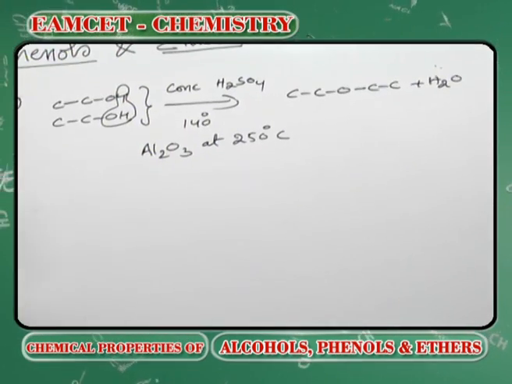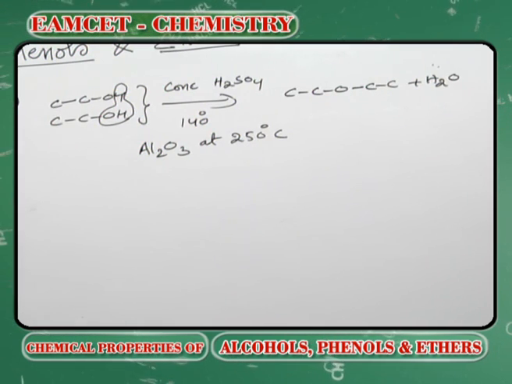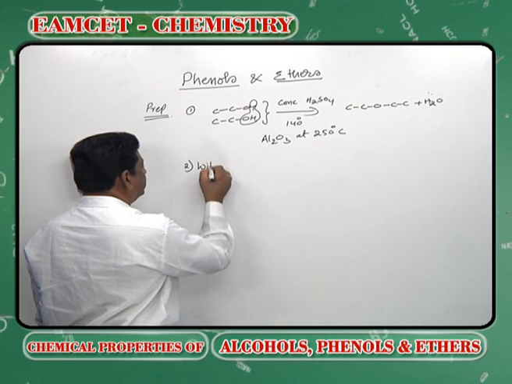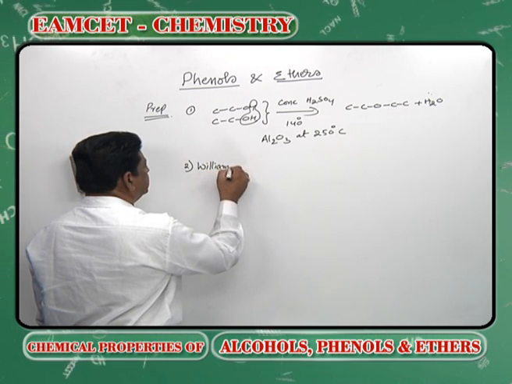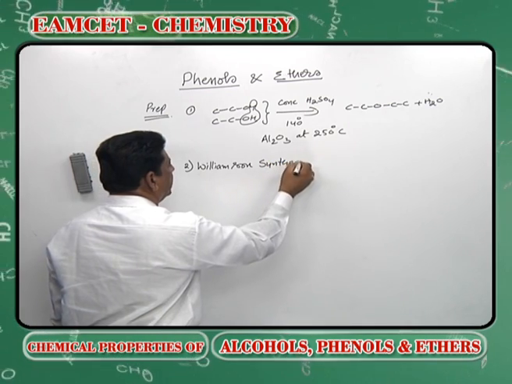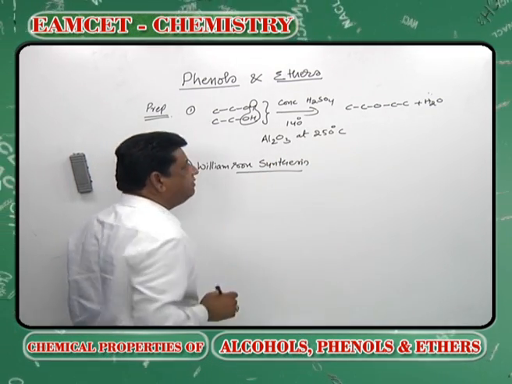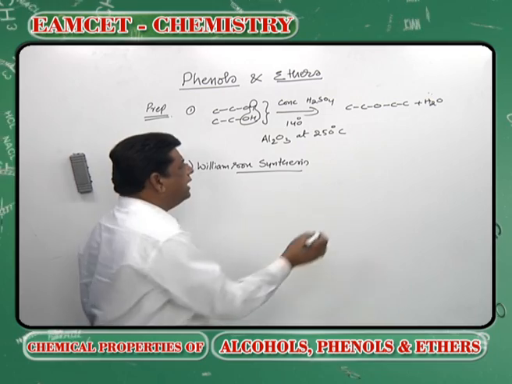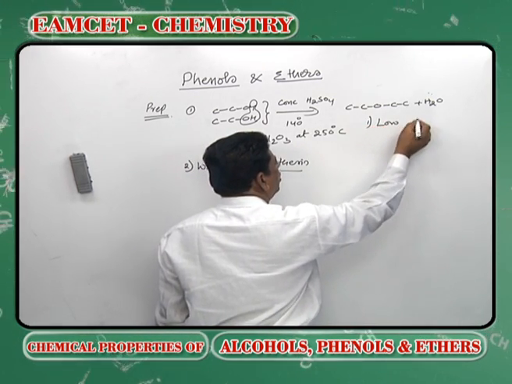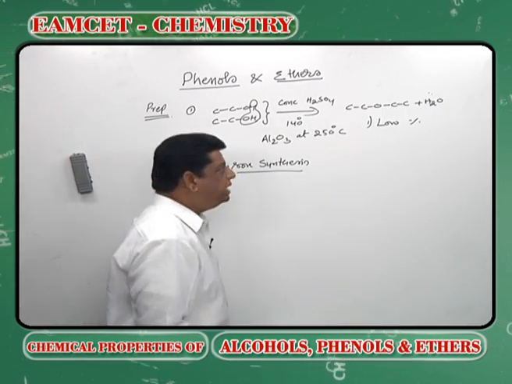The same reaction is improved by a scientist called Williamson, the Williamson synthesis. He won a Nobel Prize for this reaction. The greatness of this reaction is, in the first case we have some problems. The first problem is a low percentage, the product is formed very less.